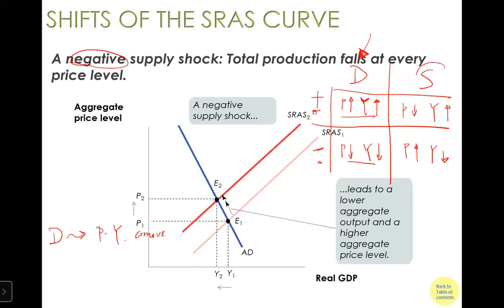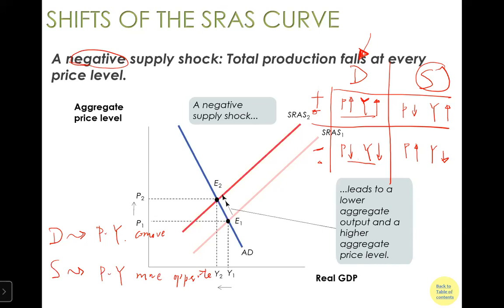Now if we look at supply shock, that's a different story. P and Y move in the opposite direction, right? So if price increases, output decreases. Price decreases, output increases. Right? So this is after a supply shock, whether it's positive or negative.